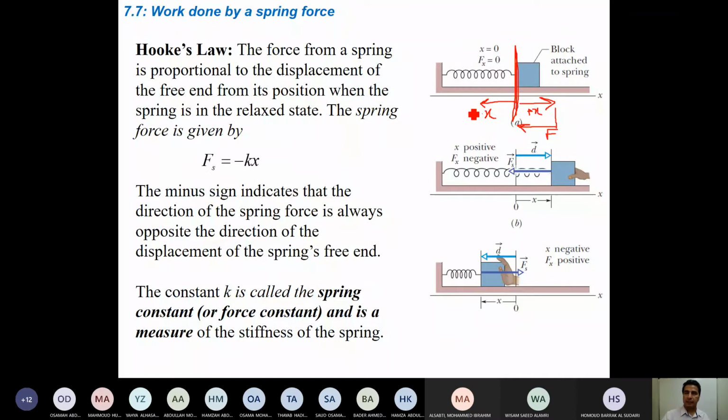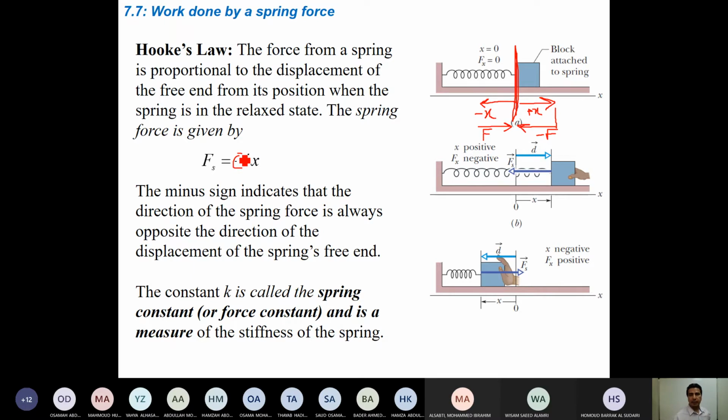When I'm compressing, the spring will try to push the block against me, like this. So in this case, we see when x is positive, the force is pointing to the negative x-axis. When the x displacement is pointing to the negative x-axis, your force is pointing to the positive x side. So all the time, the position, meaning the displacement, and the force will be pointing in opposite directions for the entire journey of the block. Therefore, in Hooke's law, you have this negative sign.